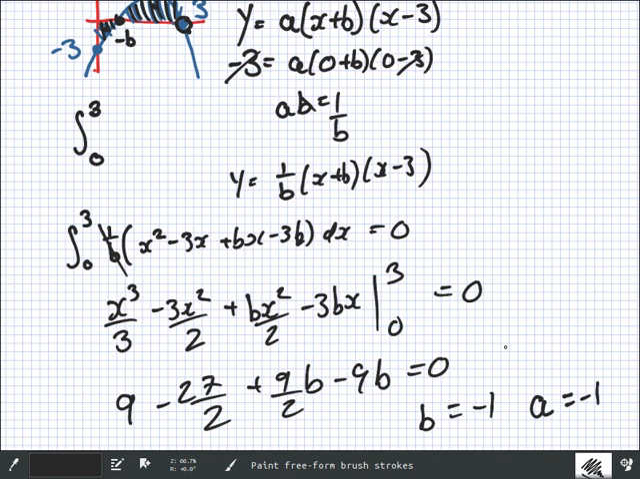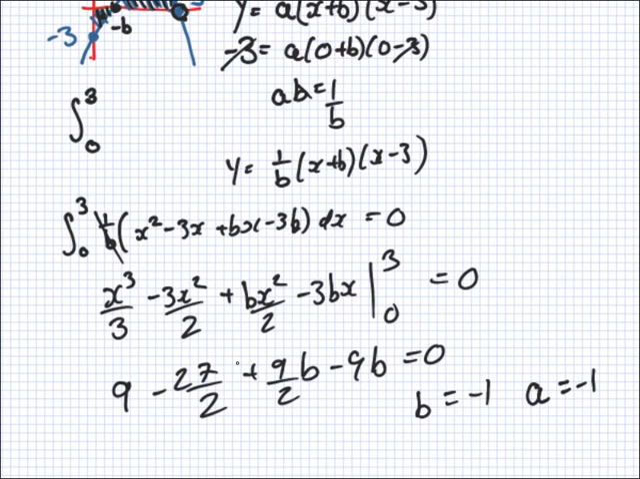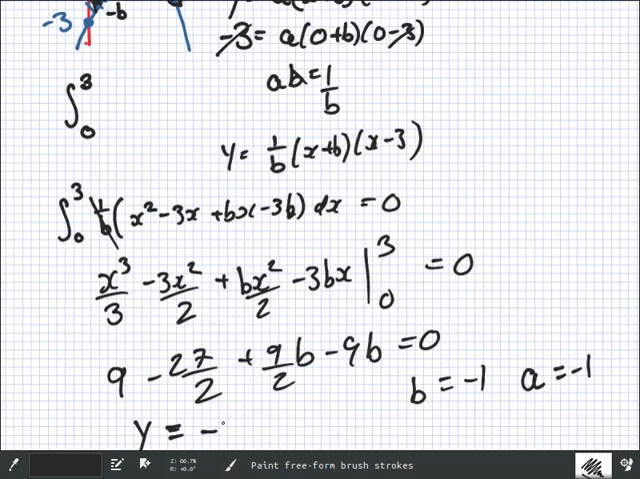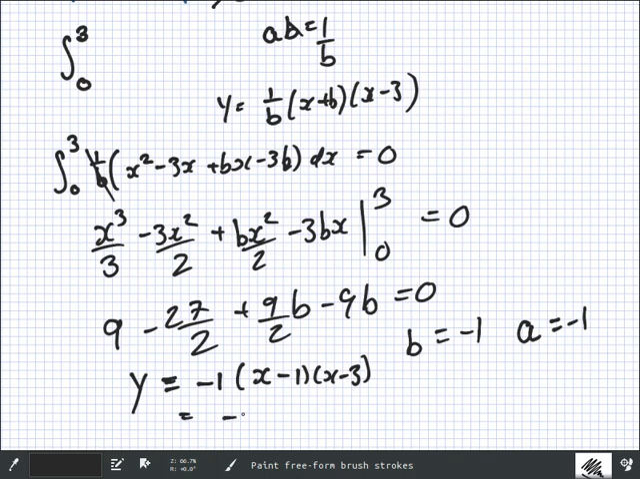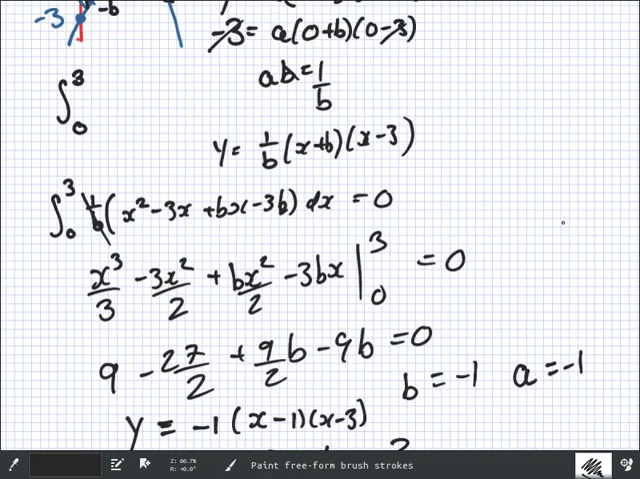I might be stupid for asking, but why is it 3x squared over 2? Increase the power, divide by the new power. Oh. Yeah? So now I can finish. I can sub in my answer. y equals a, minus 1, times x minus 1 times x minus 3. So my final answer is minus x squared, that's minus 3x, minus x is minus 4x, plus 1 is 4x, and then minus by minus by minus is minus 3. So that's the quadratic at the end there. It'll show up now in a second.